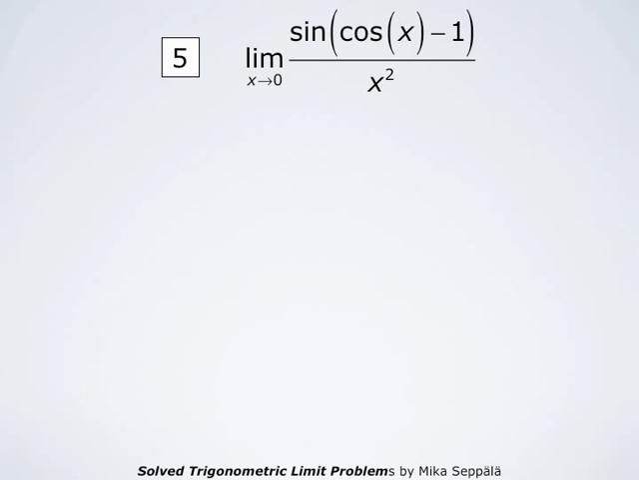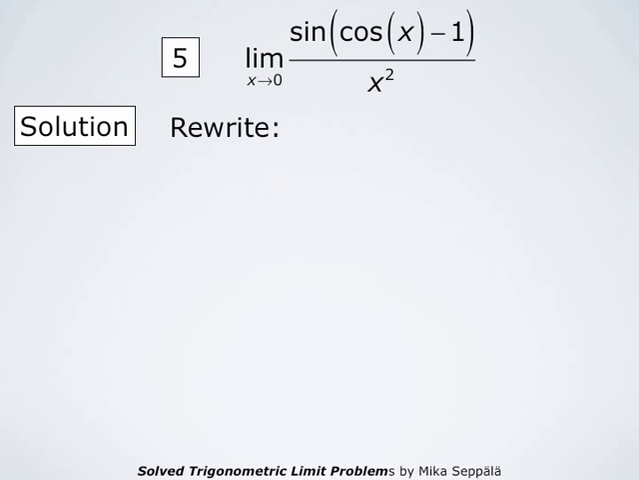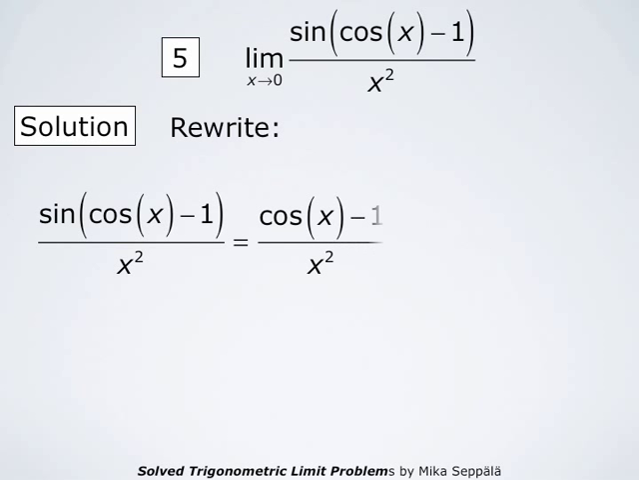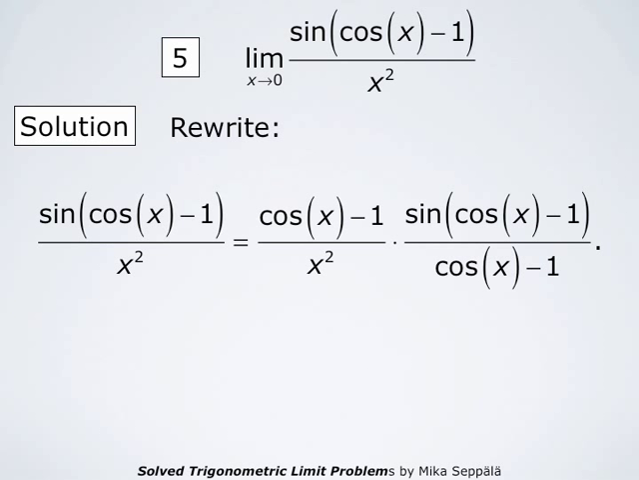To compute the limit of sine of cosine of x minus 1 divided by x squared as x approaches 0, we first perform a rewriting. We observe that sine of cosine of x minus 1 divided by x squared is also cosine of x minus 1 divided by x squared times sine of cosine of x minus 1 divided by cosine of x minus 1. Now, of course, from the right hand side, cosine of x minus 1 would simply cancel out if we let that do it. And then we would get back to the original expression.